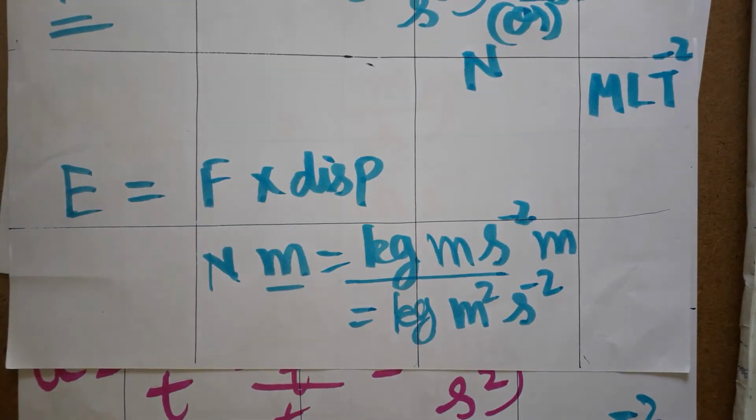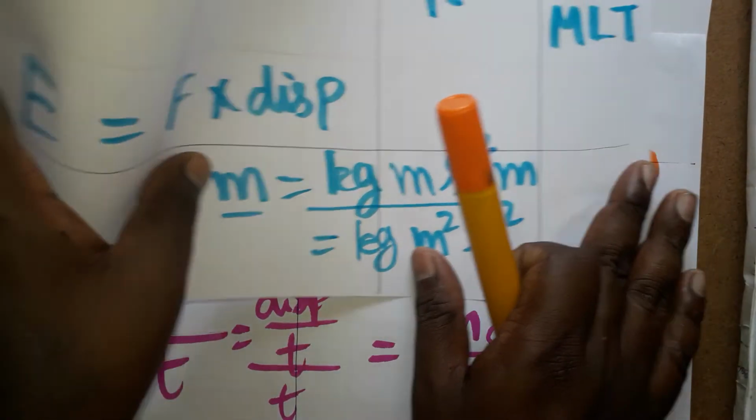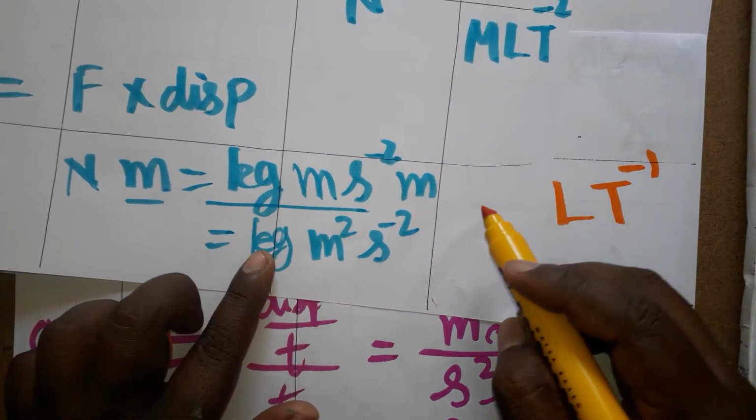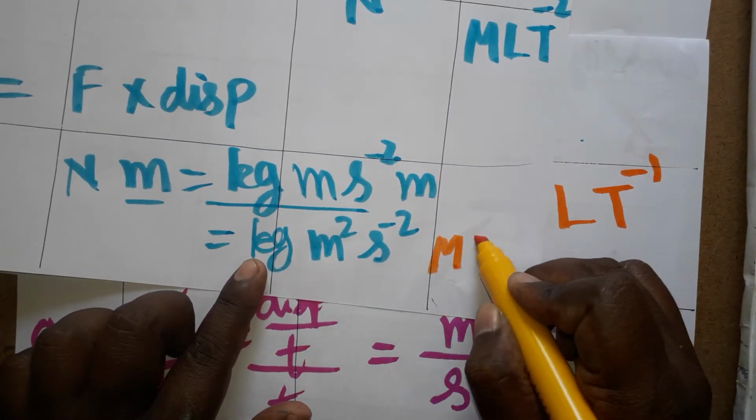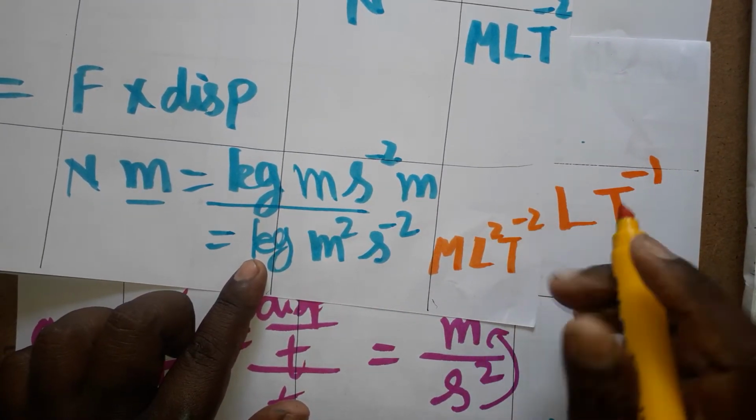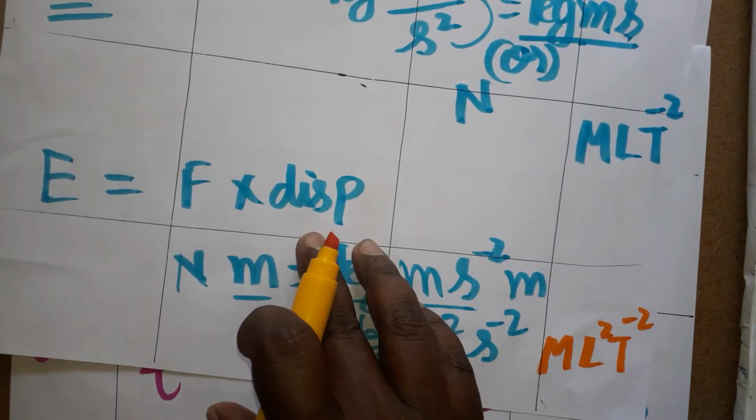Now the dimensional formula. For kg we write M, length we take L, time we take T. So M L square T minus 2. We got the dimensional formula for energy.